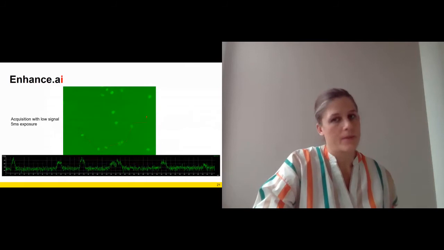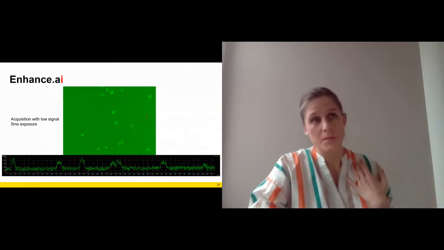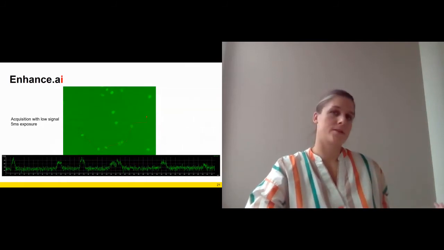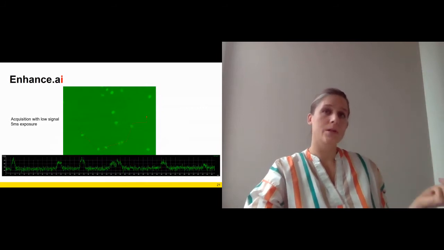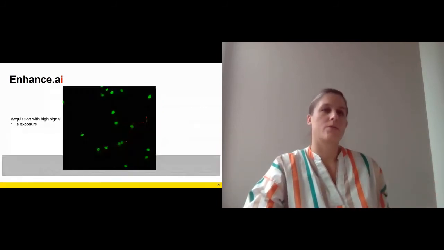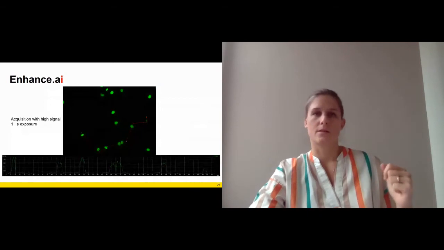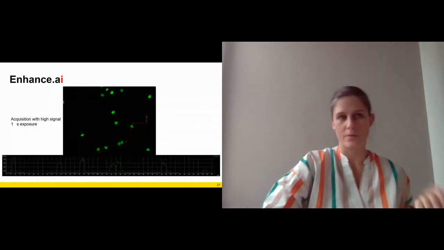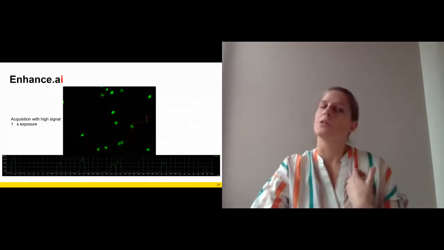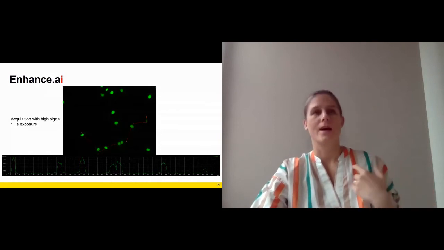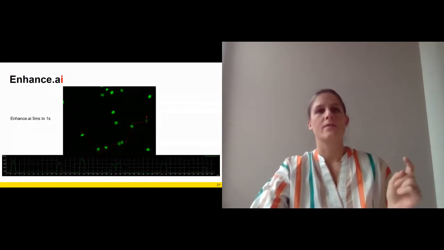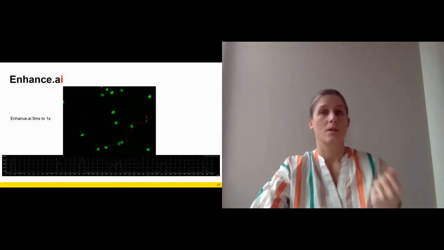5 milliseconds exposure time was maybe very handy for your live cell experiment because it gives very little stress on your cells. If I would ask you to always expose your cells for a second to get a very nice signal to noise ratio, because I'm the bioinformatician in your institute, you would not be very happy. So Enhance AI basically creates from the 5 millisecond image, the 1 second image, which you then can further use.